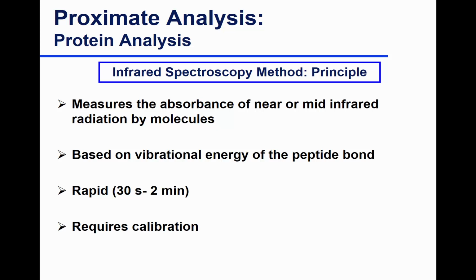So what happens here, we measure absorption at either near or mid-infrared. In near-infrared, you are actually measuring the vibrational energy of the peptide bond. In mid-infrared, you are specifically measuring the amide group. So it is very rapid. You don't need any sample preparation as long as the sample is homogeneous, it's ground to uniform particle size, or if it's liquid, then it's a liquid sample.